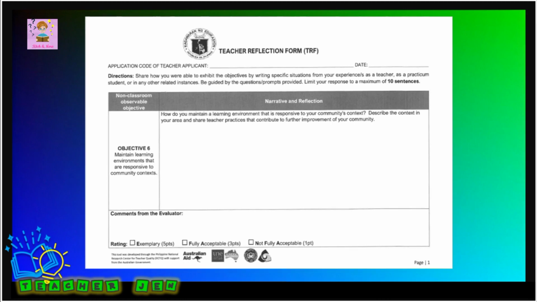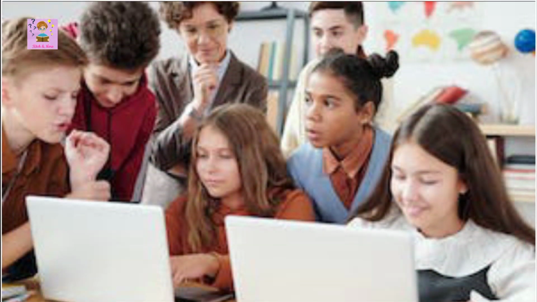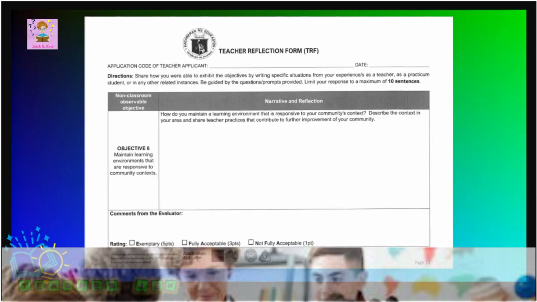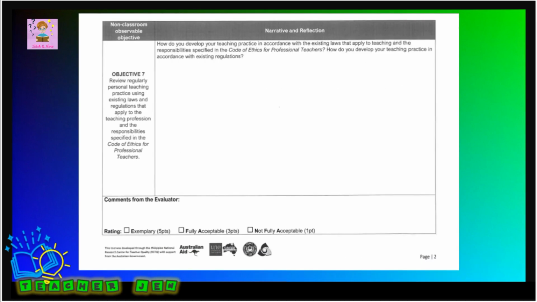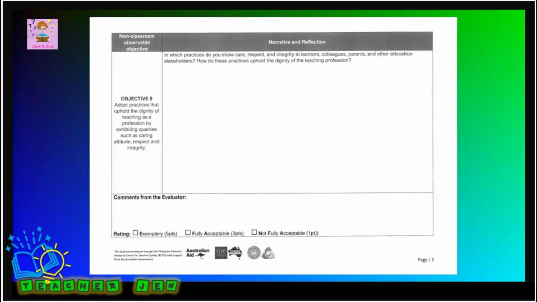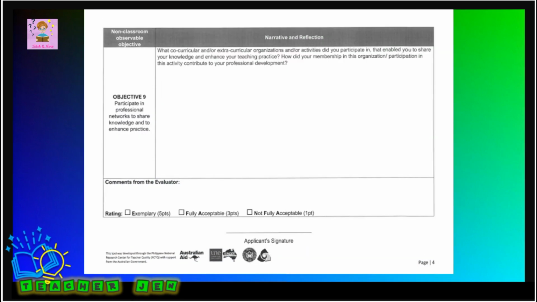Based on the given directions, you are required to reflect on your experiences as a teacher, practicum student, or any other related instances. It asks you to share how you were able to exhibit specific objectives and provide solutions based on your experiences. So this is the TRF with the prompt 1. This is the prompt 2, prompt 3, and prompt 4.